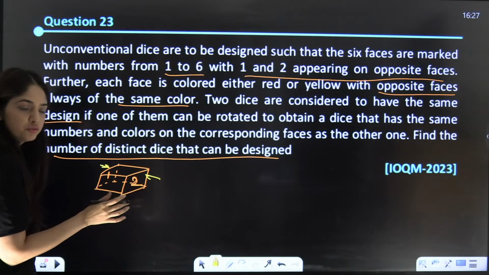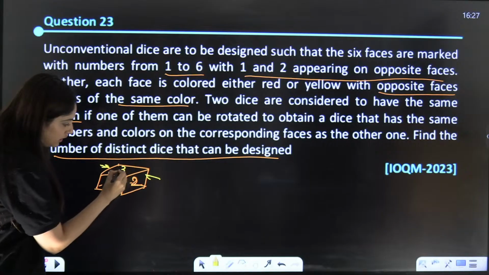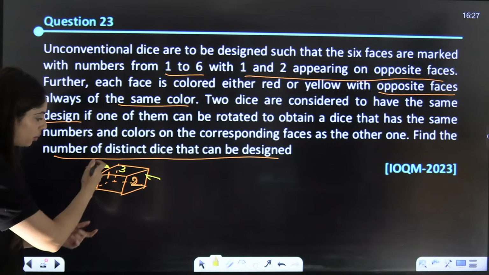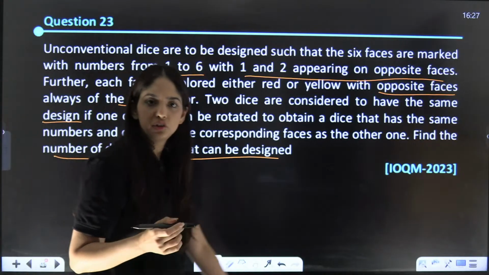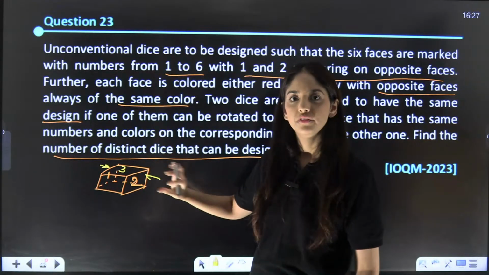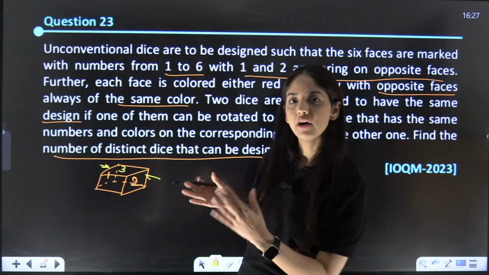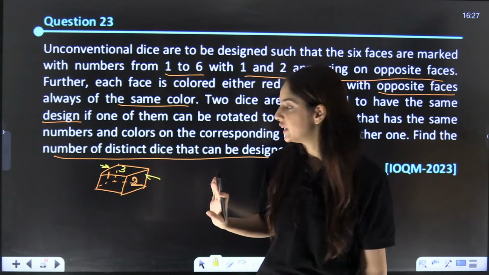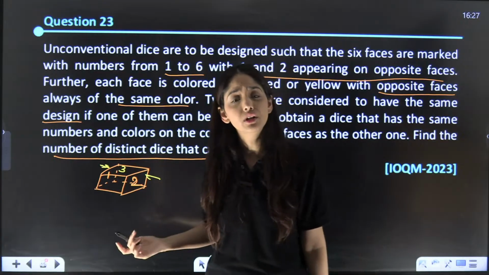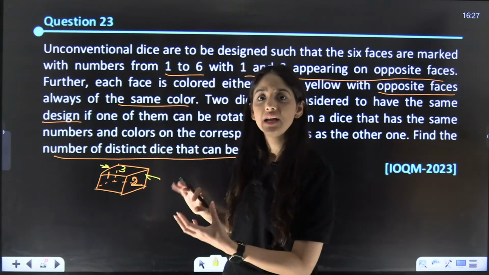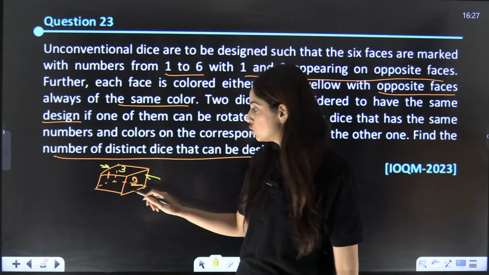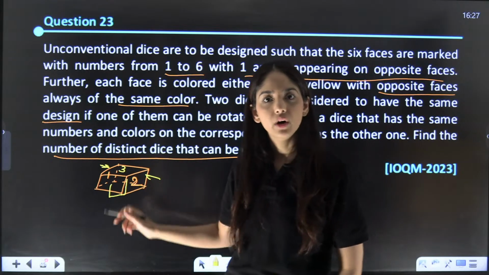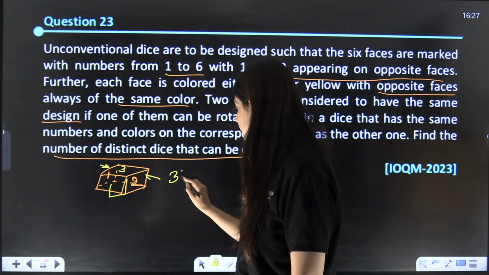Let's now fix 3 here, right? No matter on which face 3 is out of these 4, we can find a configuration where 1 is on my left, 2 is on my right, and 3 is on the top. So let's fix this configuration now. Now it's like a circular arrangement, right? You can rotate this and get the same arrangement. So now we have to arrange the remaining 3 numbers on these 3 faces. So 3 factorial.